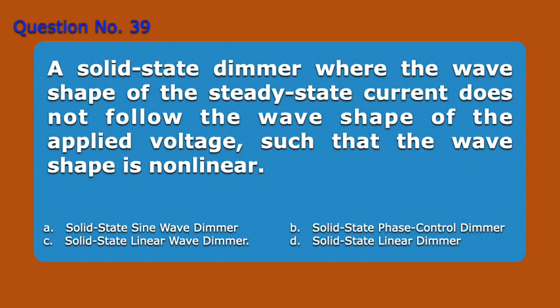Question number 39. A solid-state dimmer, where the wave shape of the steady-state current does not follow the wave shape of the applied voltage, such that the wave shape is nonlinear. A. Solid-state sine wave dimmer, B. Solid-state phase control dimmer, C. Solid-state linear wave dimmer, D. Solid-state linear dimmer. Answer, B. Solid-state phase control dimmer.